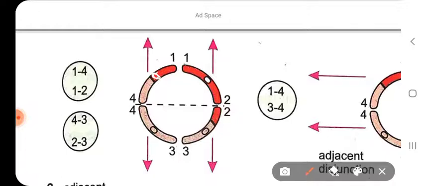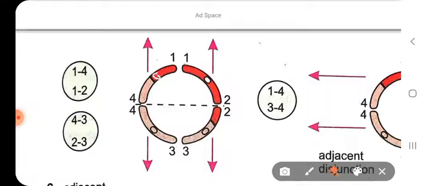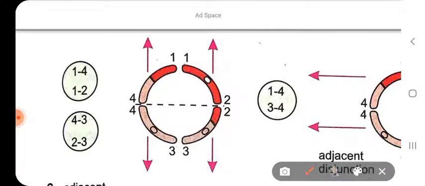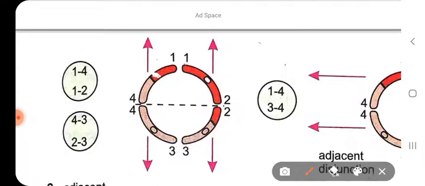Okay, I have mistakenly drawn the centromere in the wrong position, so it will be here. Actually it will be located right here. Yeah, this will be the position. No, I have done it wrong again. Sorry for that. I am extremely sorry for this. The previous one was right.